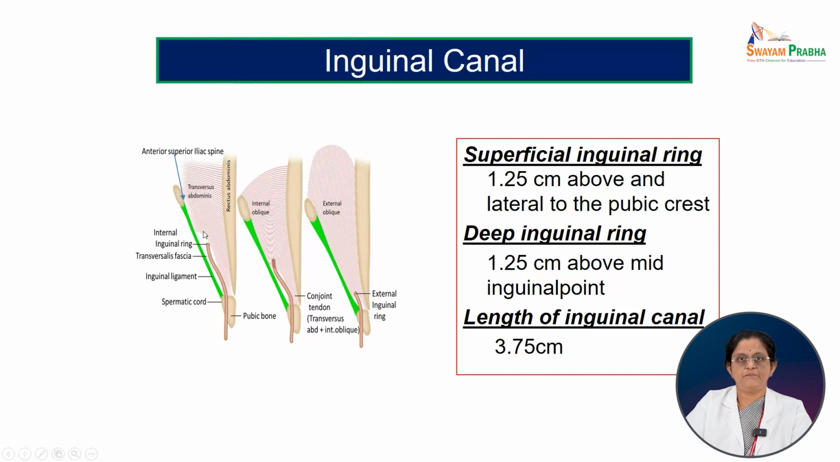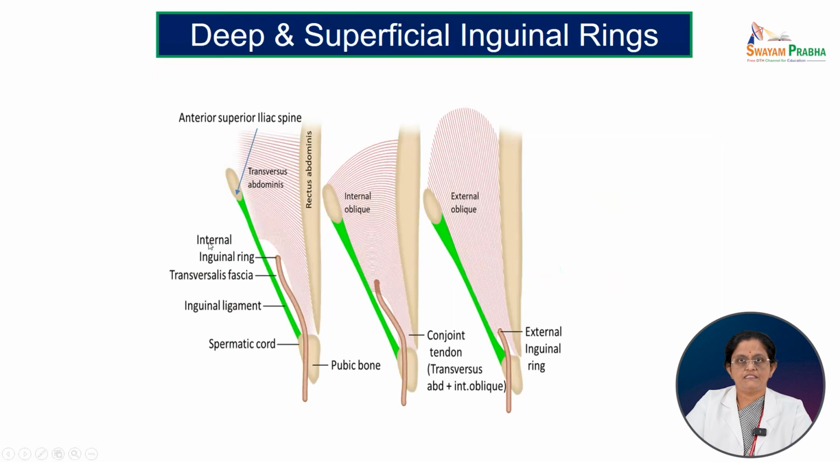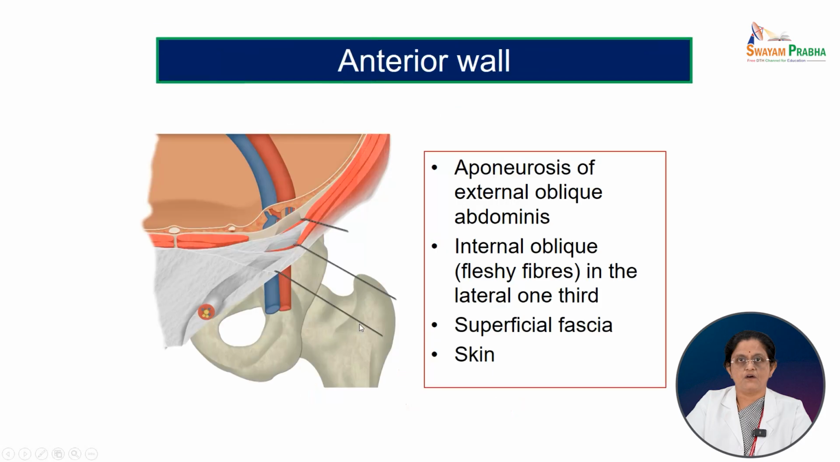If you take the deep inguinal ring, this is an opening in the fascia transversalis. This structure is the fascia transversalis, in which you can see the deep inguinal ring, which is about 1.25 centimeters above the mid inguinal point. So, this is about the deep and superficial inguinal rings. This is the superficial inguinal ring and this is the deep inguinal ring. Extending between both is the inguinal canal, which is 3.75 centimeters long.